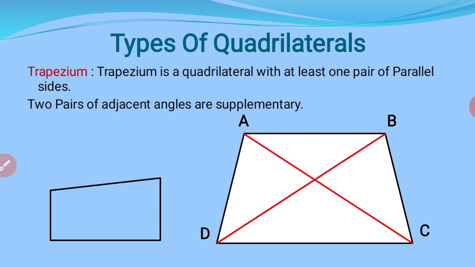Two pairs of adjacent angles are supplementary in a trapezium. This is because angle A and angle D can be called co-interior angles, and we know that their sum is 180, that is, they are supplementary. Similarly, angle B and C are also co-interior angles, and that is why they also add up to 180. That is why in a trapezium, two pairs of adjacent angles are supplementary.